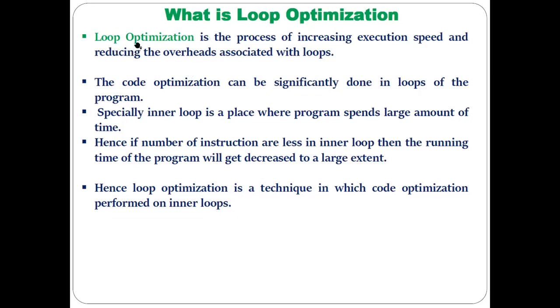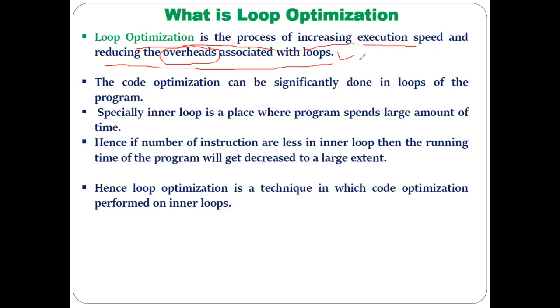Okay, so the same thing I have mentioned here. Loop optimization is the process of increasing the execution speed and reducing the overhead associated with the loops. Now, what do you mean by the overhead associated with the loops? A loop has the nature that the same code gets executed multiple times. Understood. There are multiple iterations of the code, depending on the length, that is, how many times you are looping.